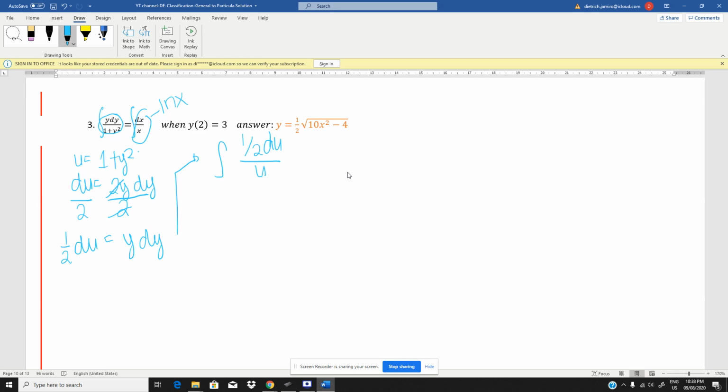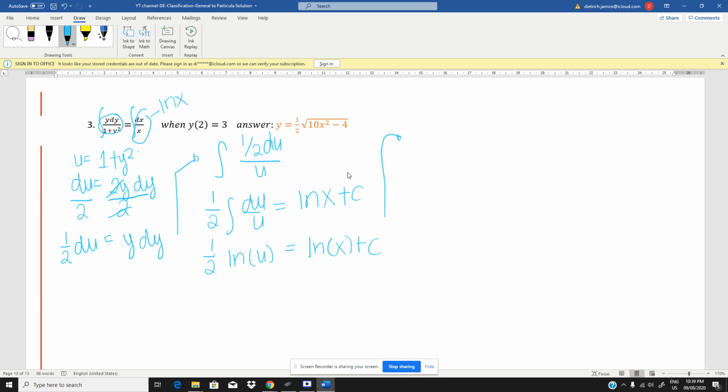So we will have 1 half integral of du over u is equal to ln x plus c. The integral of du over u is equivalent to ln u. So we will have 1 half ln of u is equal to ln of x plus c. Now, as you can see from this side, we have 1 half ln of u.